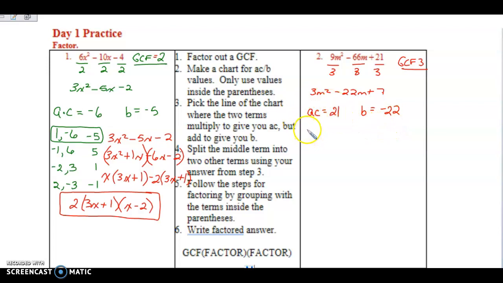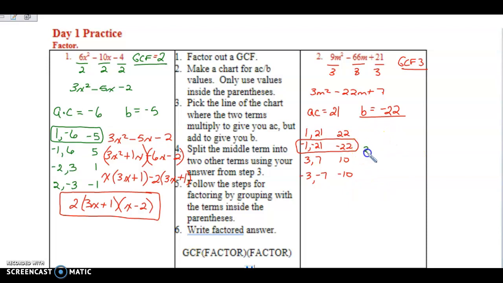So I can do a 1 and a 21, a negative 1 and a negative 21. I can do 3 and 7, and negative 3 and negative 7. Well, if I add these, I get 22, negative 22, 10, negative 10. What am I looking for? I'm looking for a negative 22. So these are the factors I'm going to want.